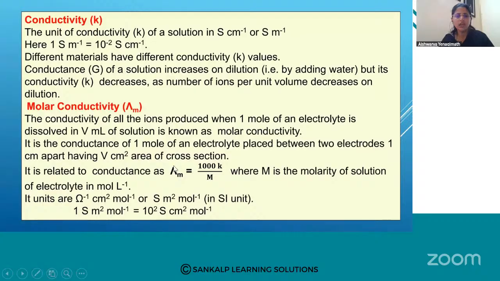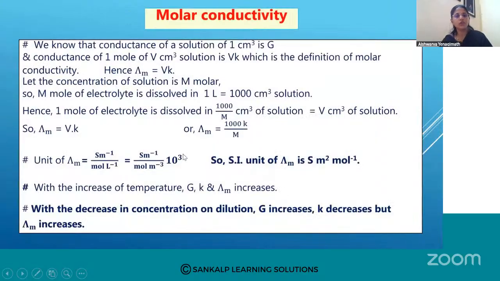Just now we have seen lambda M is equal to 1000, the conversion factor, into kappa by M. What is M? Molarity of the solution. Its units are per ohm centimeter square per mole, or Siemens meter square per mole. This is the SI unit. The SI unit for molar conductivity is Siemens meter square per mole, and its conversion factor is given here. We need the conversion factor during solving the numericals. Okay, fine. So here you can see all the things are being given.